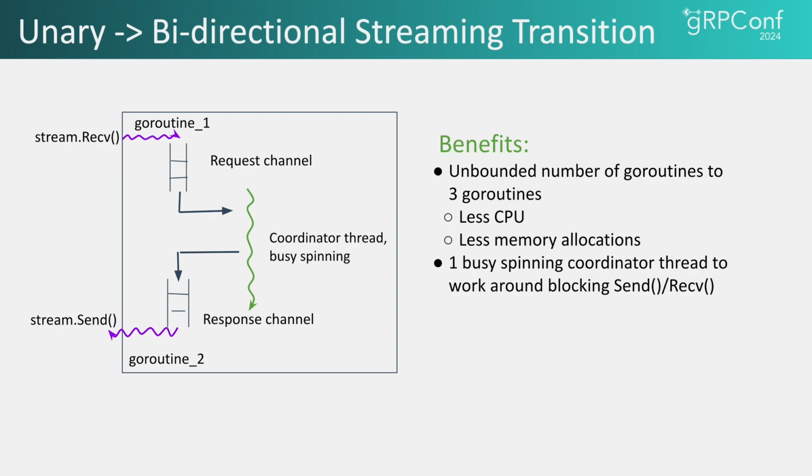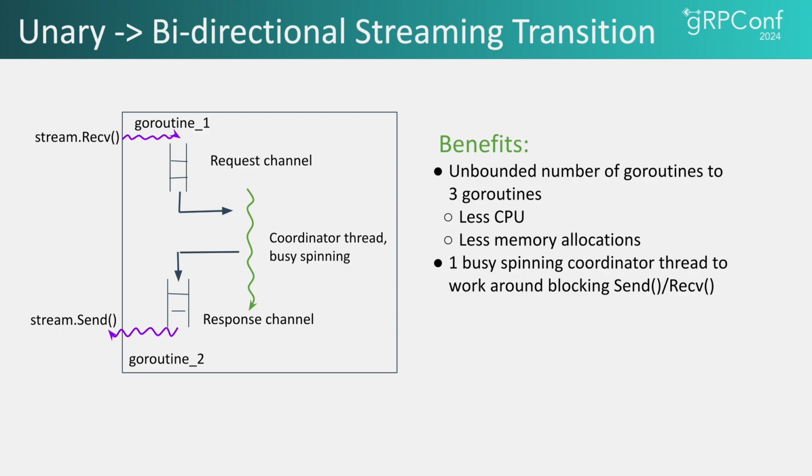So we transitioned from the unary to the bidirectional streaming model by using 3 threads and 2 channels. 2 of those threads are blocking Go routines, with one responsible for receiving requests and the other sending back responses. The third Go routine basically picks up requests, processes them, and puts them in the response channel.